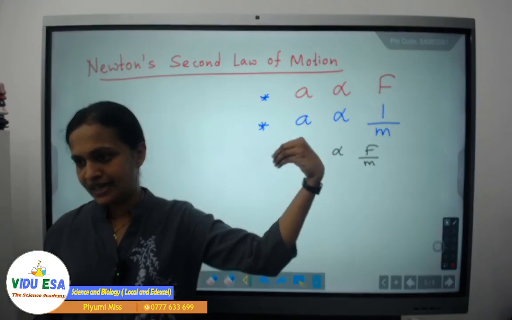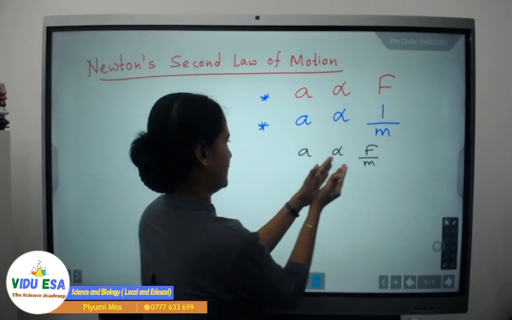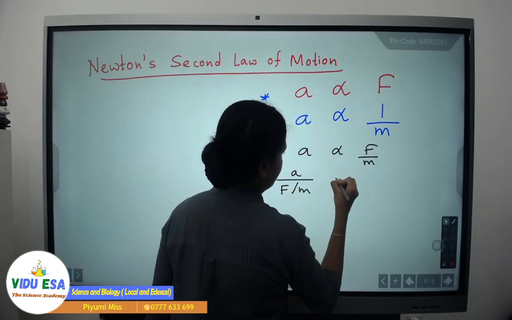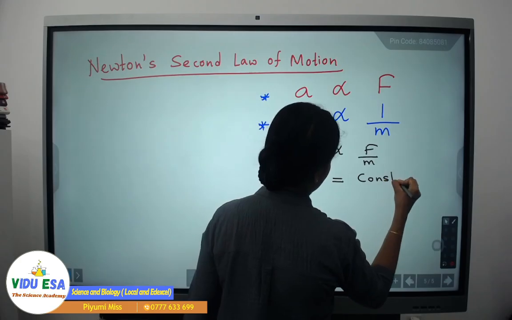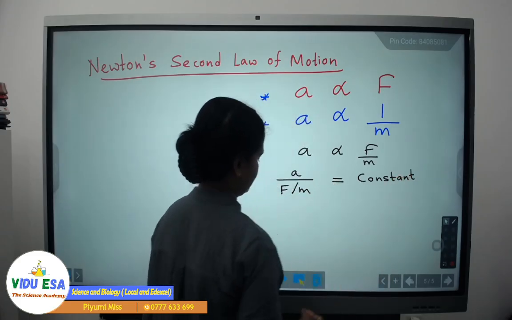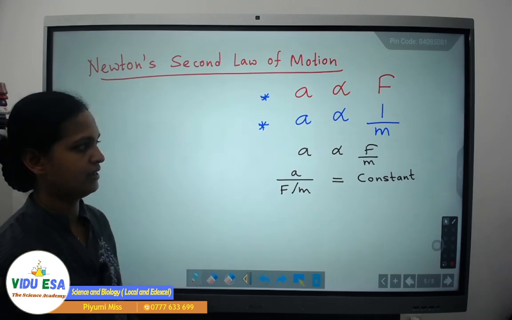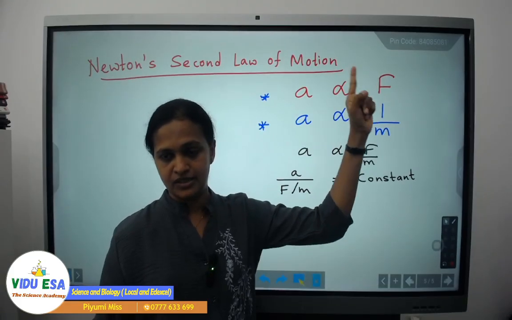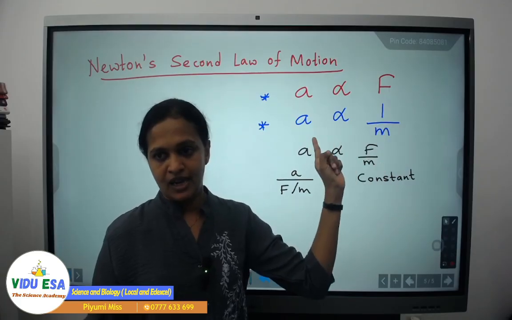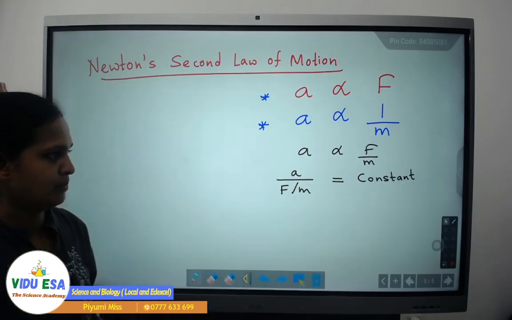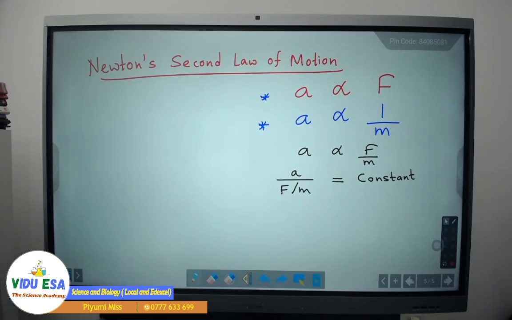Then I take this part to this side and write it as A divided by F over m is equal to a constant. If we want to convert this proportionality mark into an equal mark, we have to put a constant. Don't overthink. A question to derive this equation has never been asked. But you need to know these two: acceleration is directly proportional to the unbalanced force and inversely proportional to the mass of the object. About this constant, I can say that it is the force that is required for a unit acceleration.